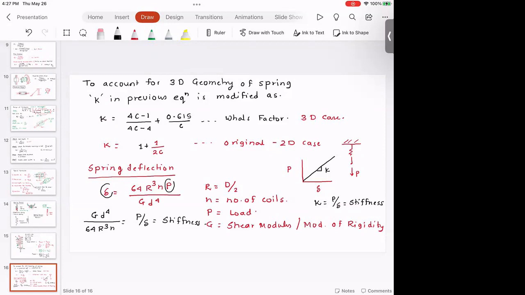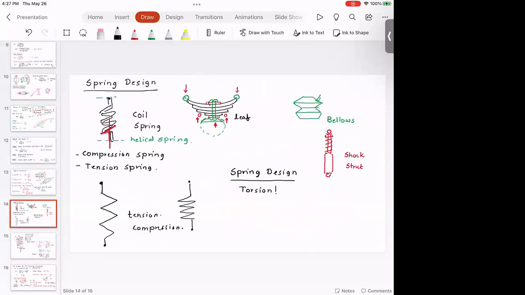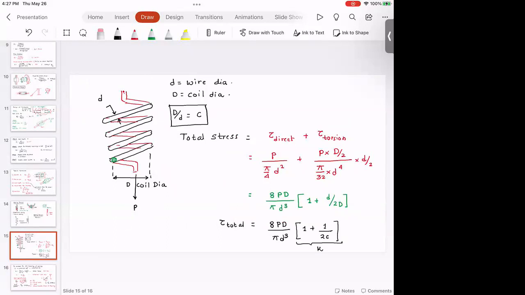What did you refer to C as? Oh, C is the ratio, the coil diameter to wire diameter ratio, which is actually called the spring index. So C is also called the spring index.